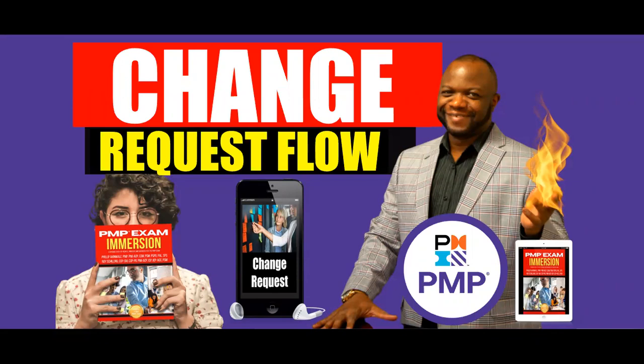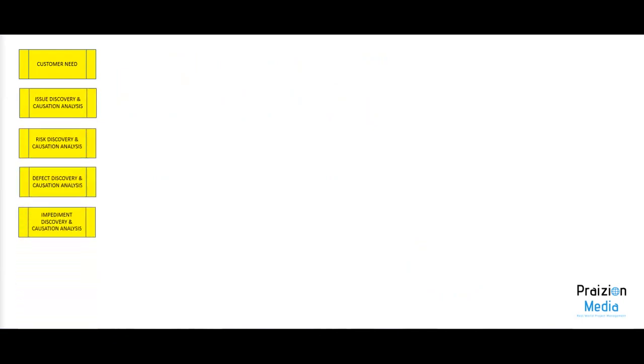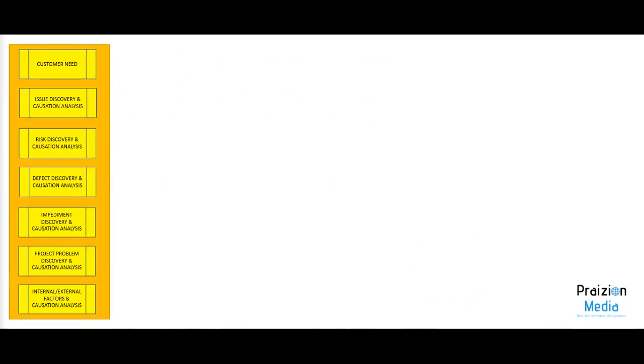Lots of you reading the PMBOK guide and process groups of practice guide, and you're wondering how change requests flow. Let's jump straight into it. But where do change requests come from? It could come from a variety of places. There could be a customer need, an issue, a risk, a defect, an impediment of some sort, a project or problem. All of these are things that need fixing, and fixing, in many instances, requires a change.